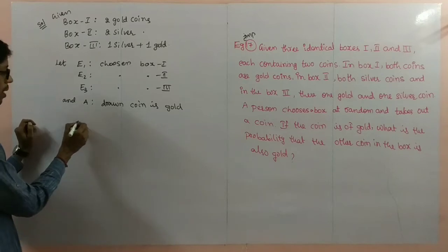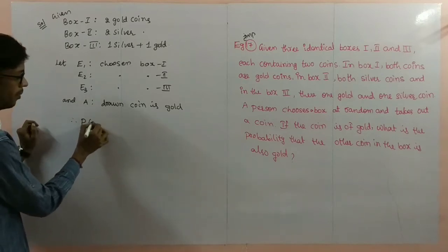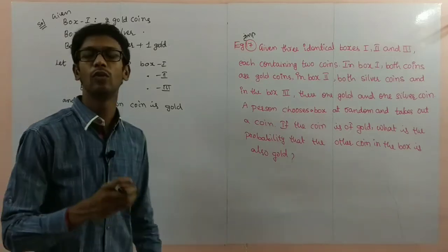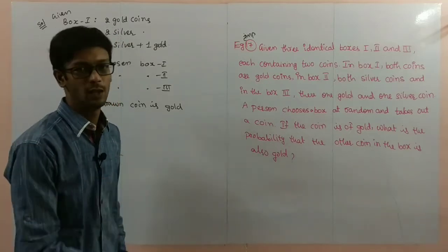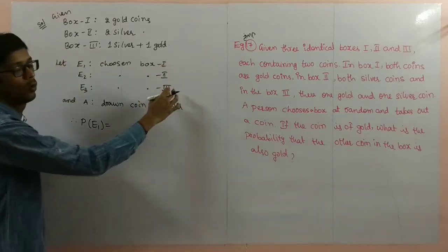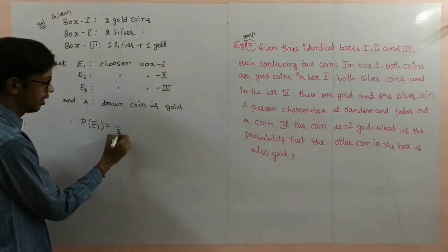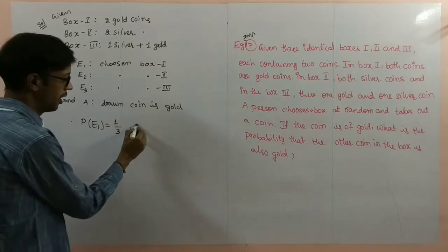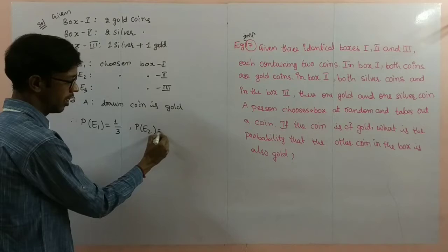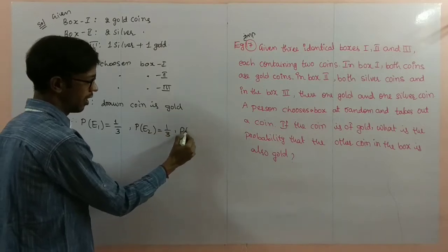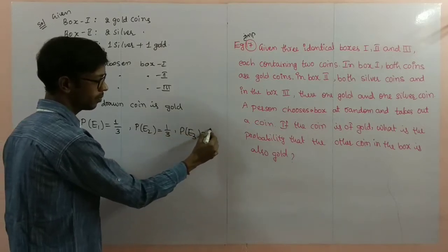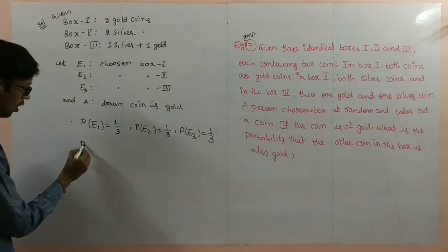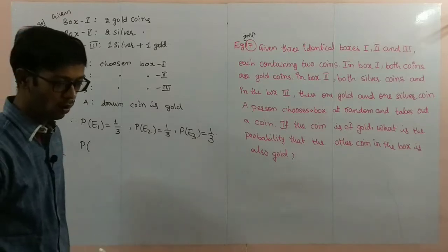So I'll write the probabilities now. Probability of E1: choosing the first box. How many boxes are there? 1, 2, 3. Total outcomes is 3. Favorable for box 1 is 1. So probability of E1 is 1 by 3. Probability of E2 is the same, 1 by 3. Probability of E3 also 1 by 3.